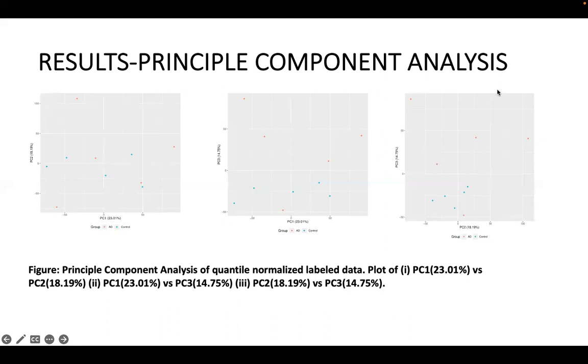Based on these results, we detected this particular sample as an outlier. From our data, we get to know this sample is basically X119, which is an AD sample. We decided to remove this outlier.